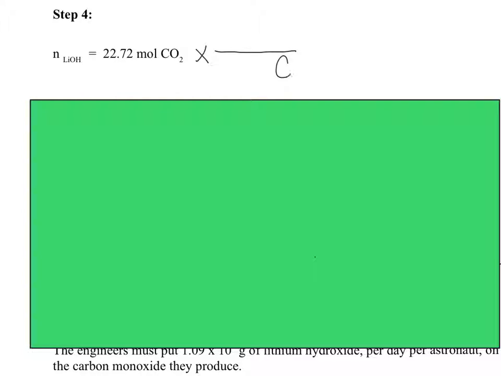We want to get rid of carbon dioxide, so it goes on the bottom. And we want mass of lithium hydroxide, so it goes on the top. And our mole ratio from our balanced chemical equation, so these are the coefficients, is 2 to 1.